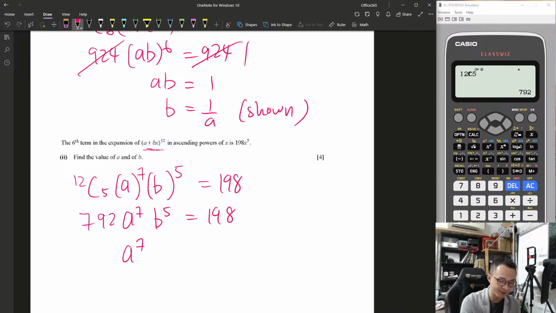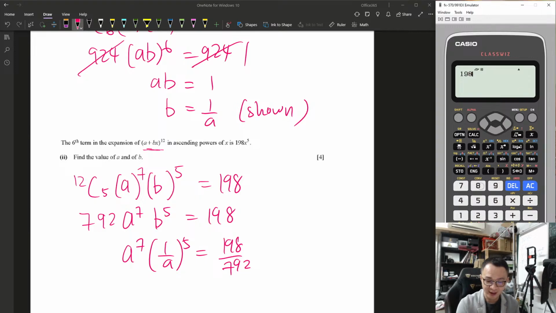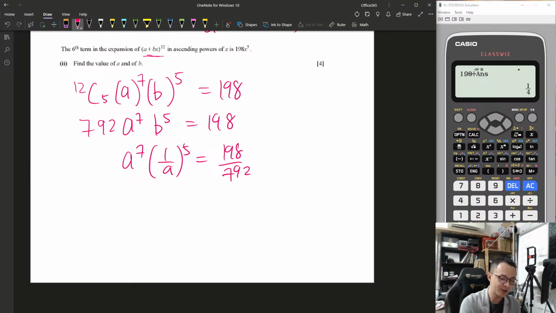So a power of 7, b is 1 over a, right? Power of 5. This is 198 divided by 792. Dividing, I get 1 over 4. Nice value. So if I simplify it, I'm getting a squared equals 1 over 4. Then a equals 1 over 2.